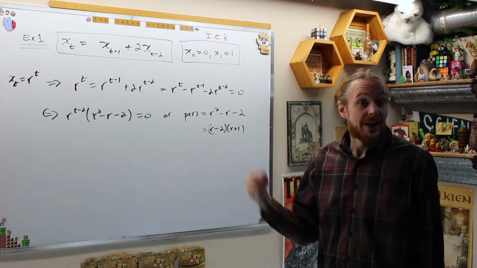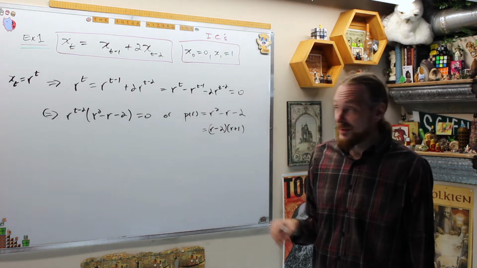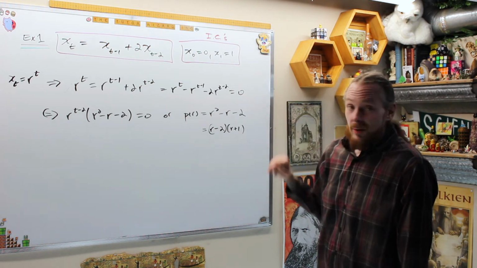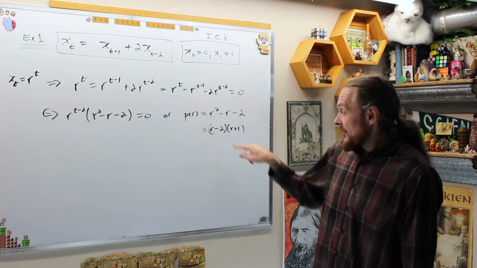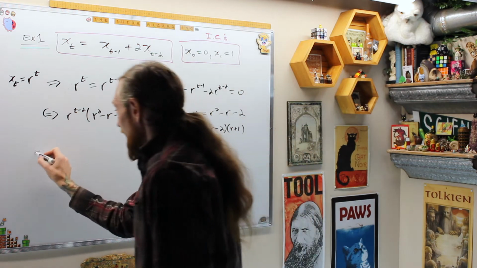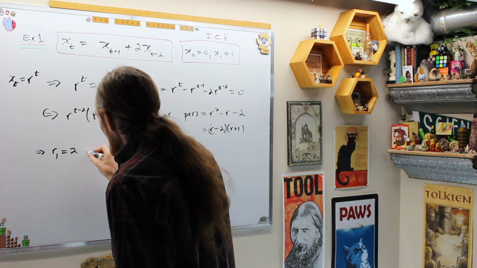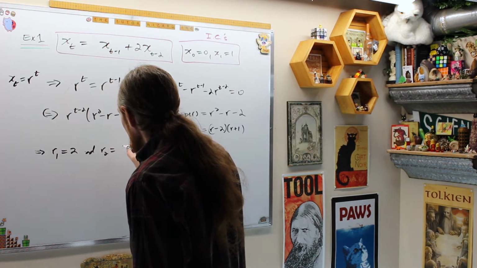Factor that however you want. Factoring is difficult in general, especially for degree 3 and higher. But for order 2, we get a quadratic, and then we can systematically solve for these roots. What does that tell us? We have case 1, two distinct real roots. R1 is 2 and R2 is -1.